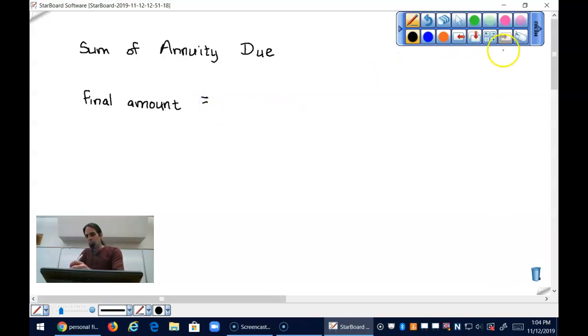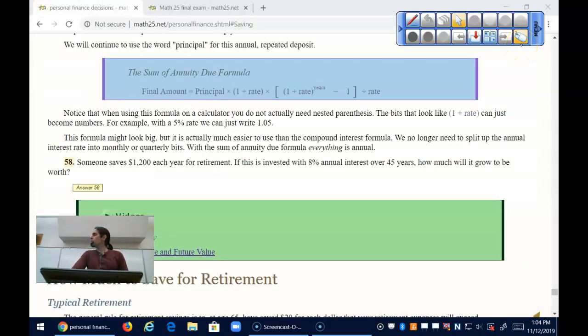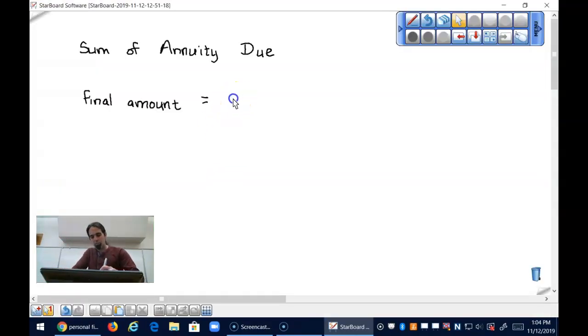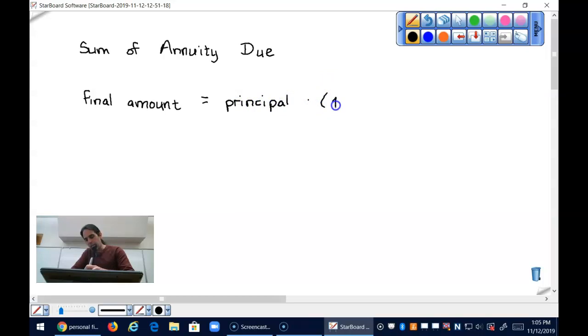Then it starts out looking pretty simple. Or not simple, similar. We have principal times 1 plus rate. Familiar stuff. And this 1 plus rate, just like before, you probably aren't going to actually put parentheses into your calculator. It's just going to become 1.0 and a number.